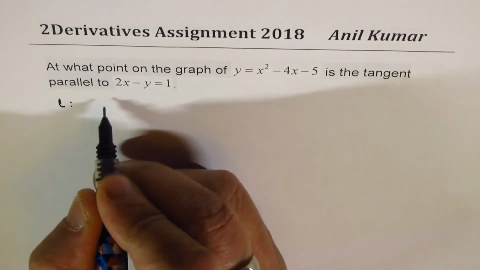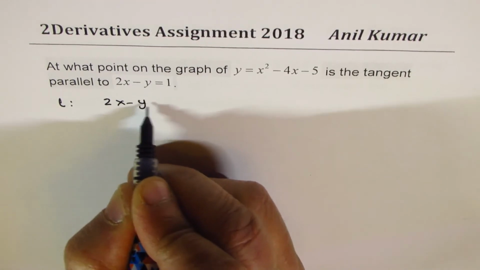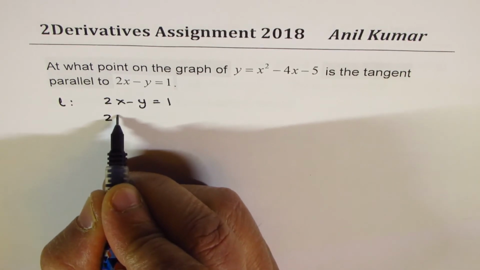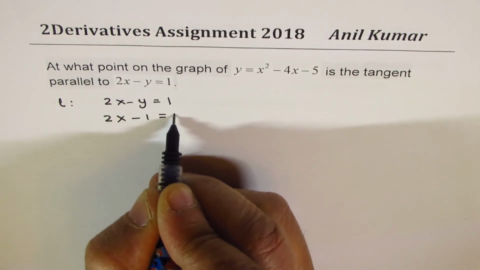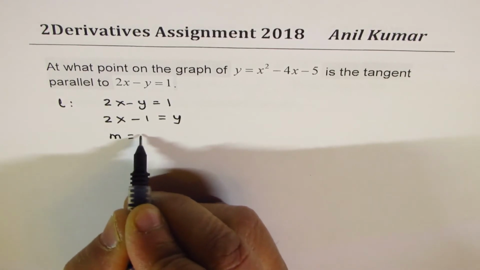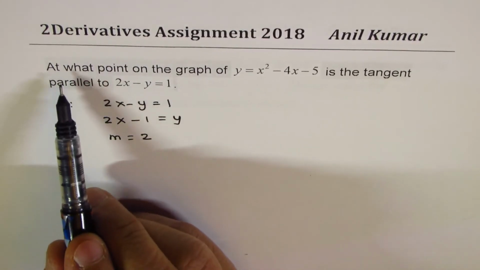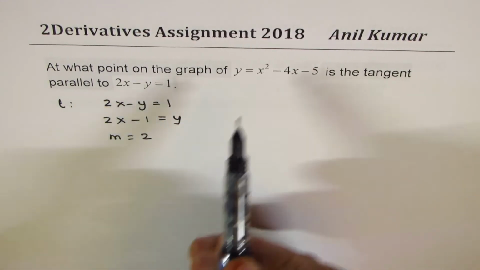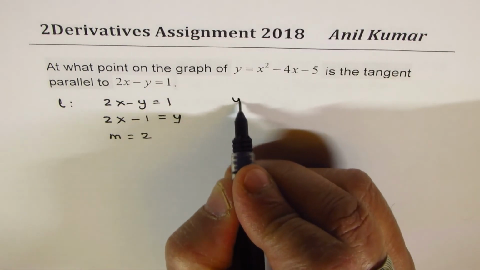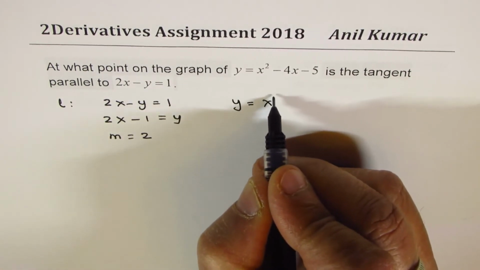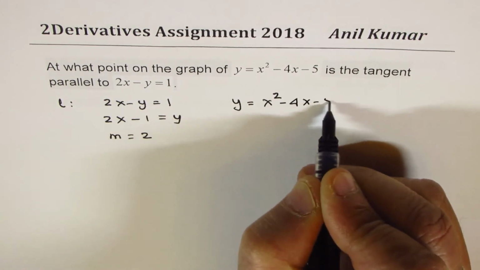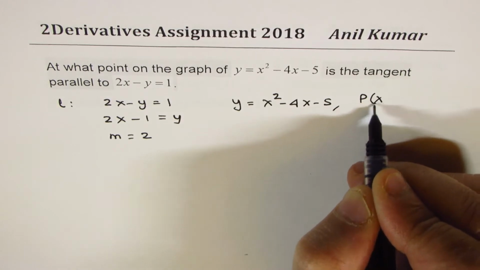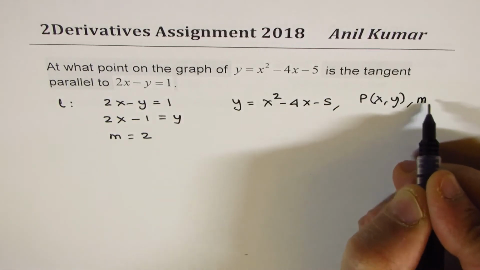So the line given to us is 2x minus y equals to 1. Rearrange. So when you rearrange, you get 2x minus 1 equals to y, and that gives you slope m of 2. So the question is, at what point on this graph is this tangent parallel to this? That means on the curve y equals to x squared minus 4x minus 5, we want to find a point whose coordinates could be a and b. Let me write x and y now, where the slope m is 2.